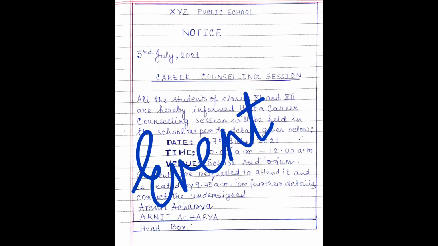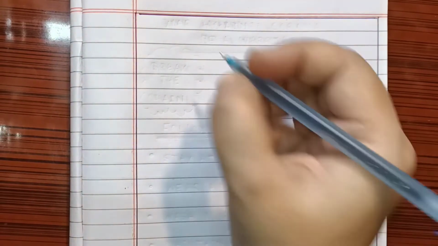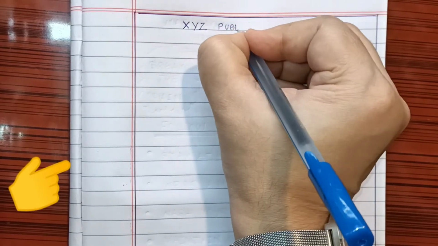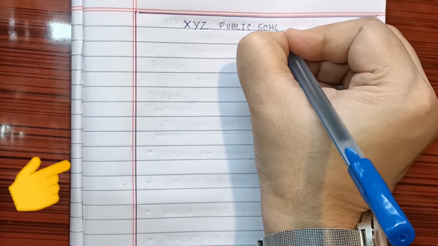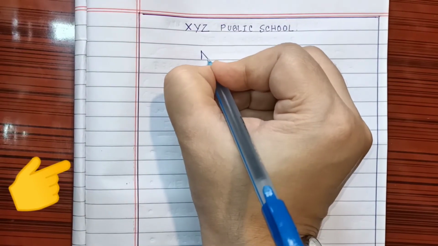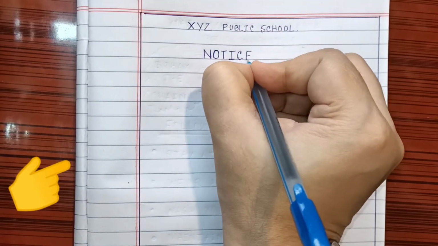Notice number 3. It is an event notice. Let's read the question. Question number 3. You are Anit or Anita, head boy or head girl of your school. You are organizing a career counseling session for class 11 and 12 students of your school. Write a notice. Draw a box neatly and then write down the name of the organization issuing the notice. In this case, it is XYZ Public School since nothing has been mentioned in the question. You can also write ABC Public School.